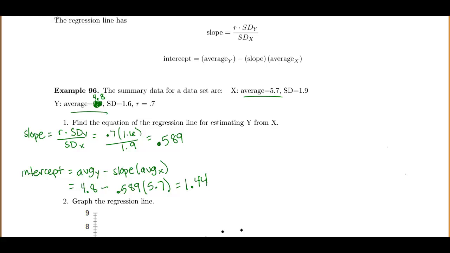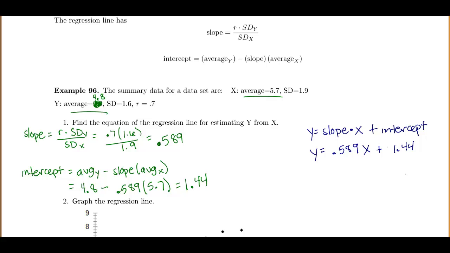Now that I found my slope and intercept, I can just plug everything into the equation of my line. Remember, the equation of your line is y equals your slope times x plus the intercept. So in our case, y is going to equal 0.589x plus our intercept of 1.44.